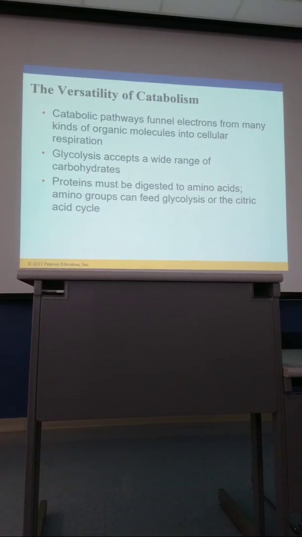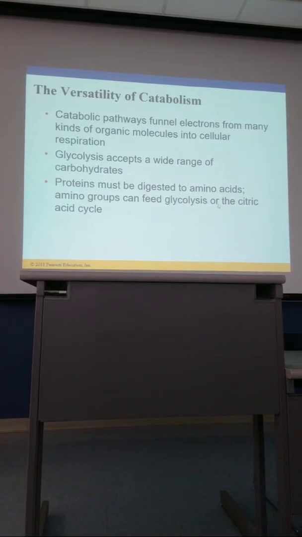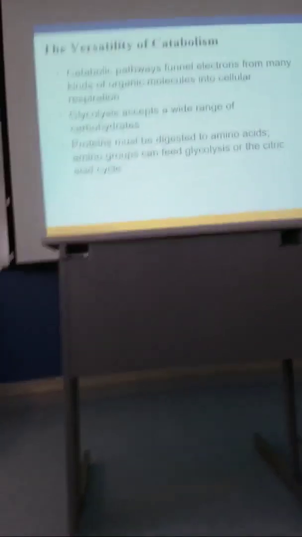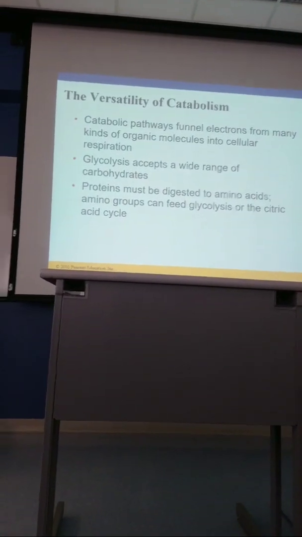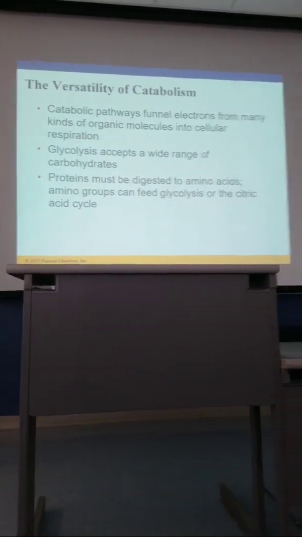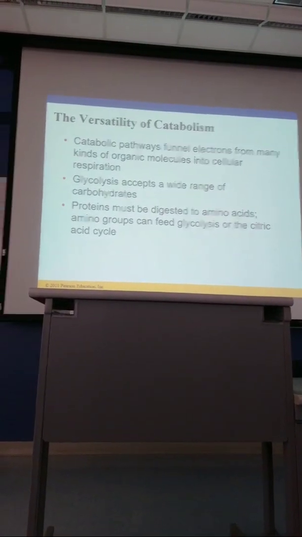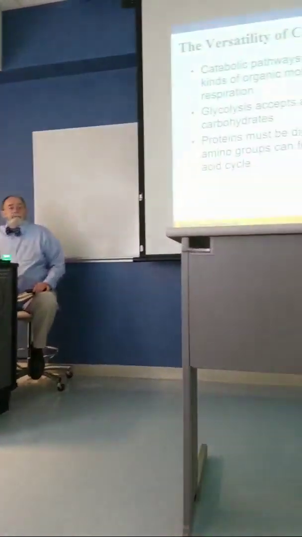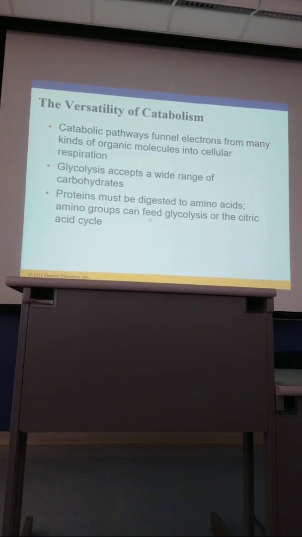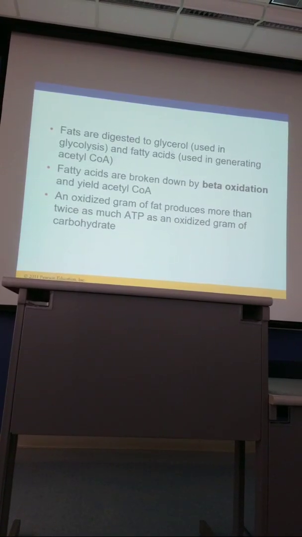Proteins must be digested to amino acids. Amino groups can feed glycolysis or the citric acid cycle. But there's a problem. Remember how if we go through glycolysis, we get 34% efficiency? With protein, not even close. It's a minute amount. If we tried to survive totally on proteins, we couldn't do it. Remember, proteins must be broken down into amino acids, and then the amino groups can go into glycolysis.